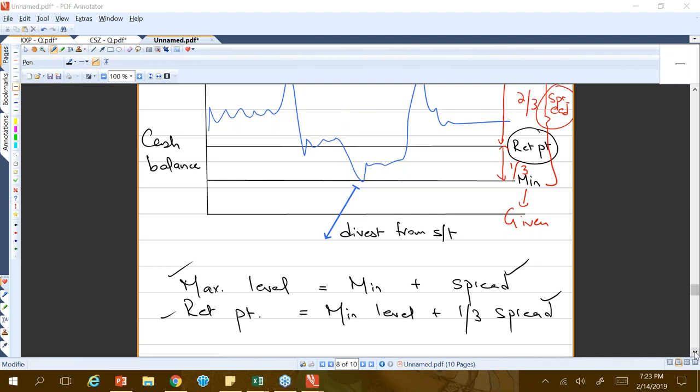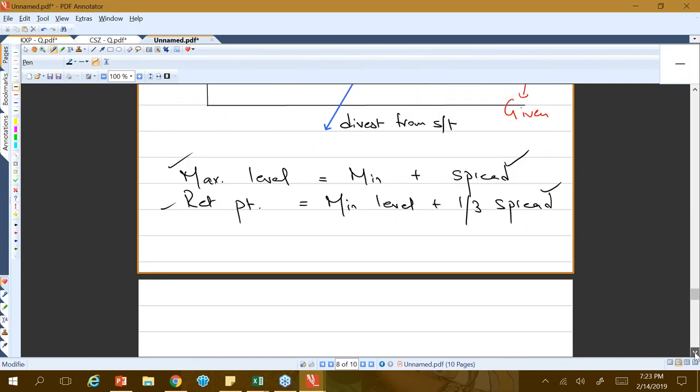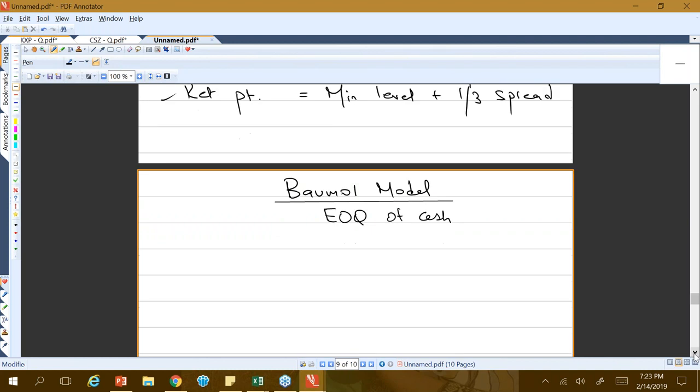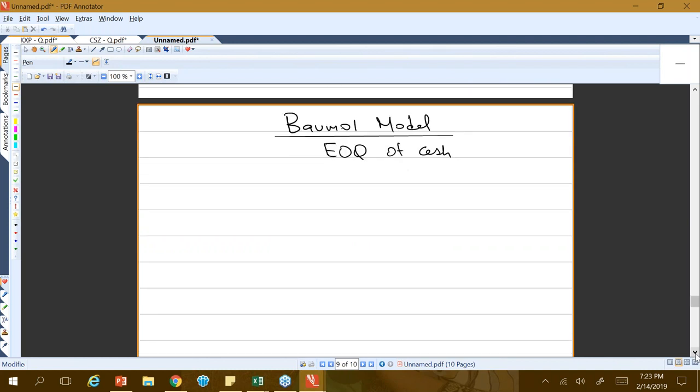Now, the next thing is the Baumol model. I simply say the Baumol model is the EOQ of cash. Now, what we say here is the square root of 2 C O D over C H.